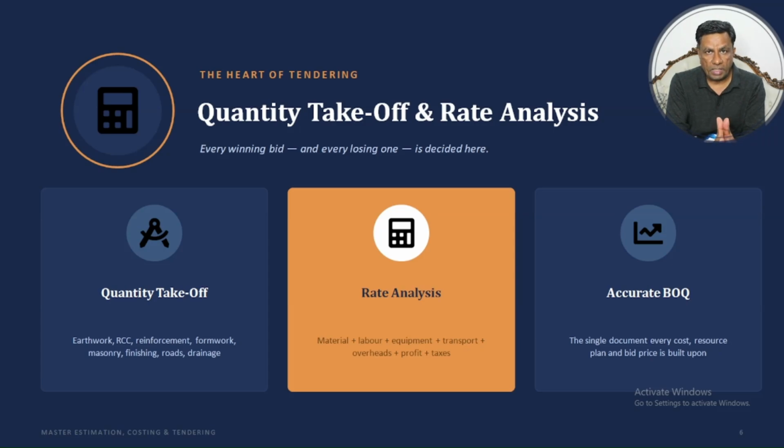And how is the rate analysis done? Rate analysis is done from the quantity takeoffs and accurate BOQ. What is an accurate BOQ? The single document every cost, resources, plan and bid price is built upon. And what is quantity takeoff? It is the earthwork, RCC reinforcement, form work, masonry, finishing and roads, drainage or whatever the quantities that we can quantify in the project.